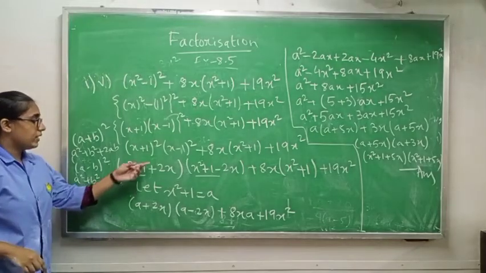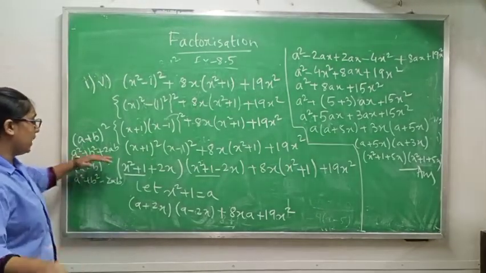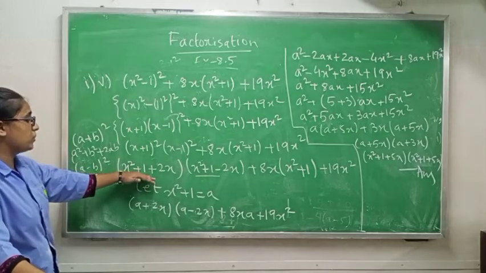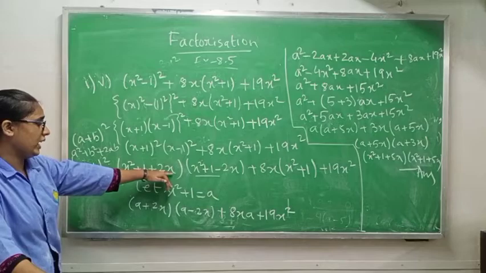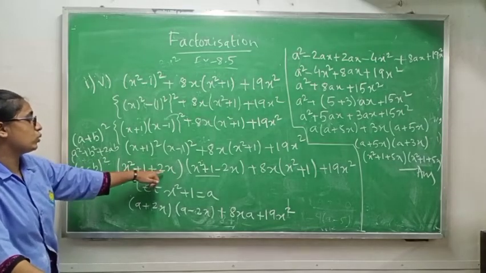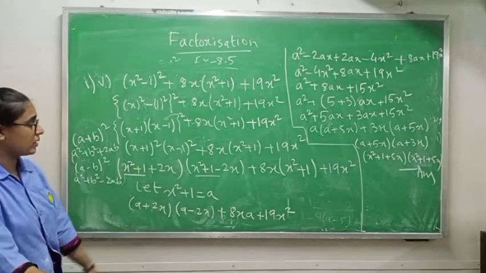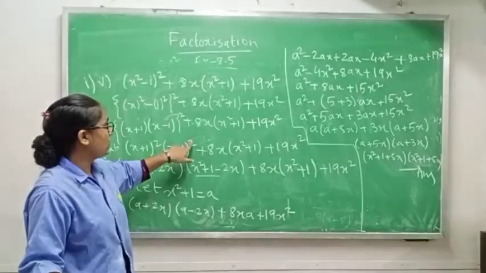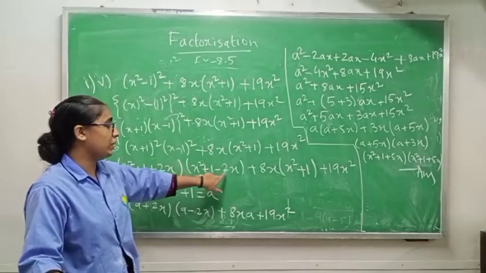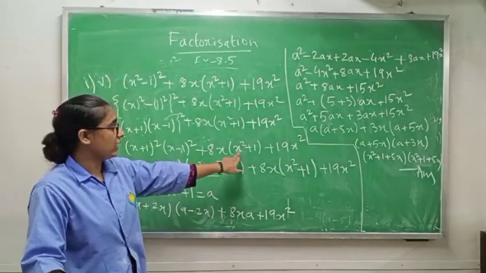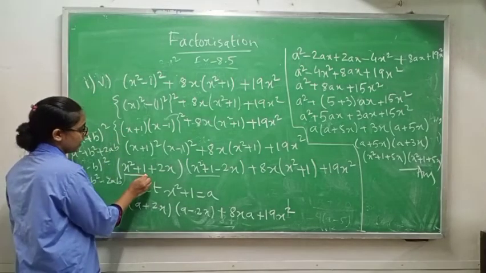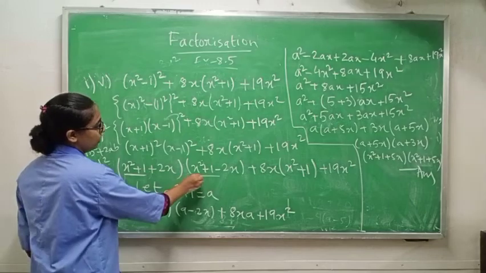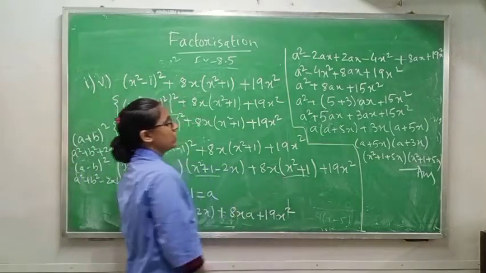So in that formula, I am breaking this one: a square plus b square, b square means 1 square, will give you 1, plus 2ab. a is x and b is 1, so 2x into 1 will give you 2x. Same thing for (x minus 1) whole square: a square plus b square minus 2ab, so x square plus 1 minus 2x. Now you can see we are getting the same thing, x square plus 1, x square plus 1, in each.